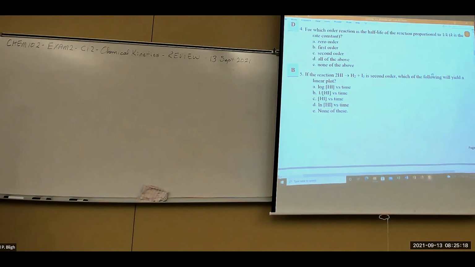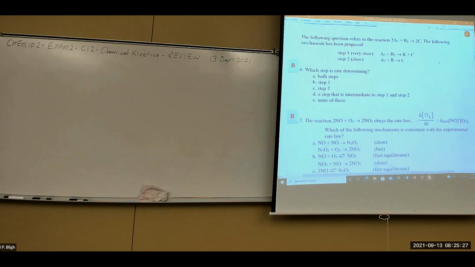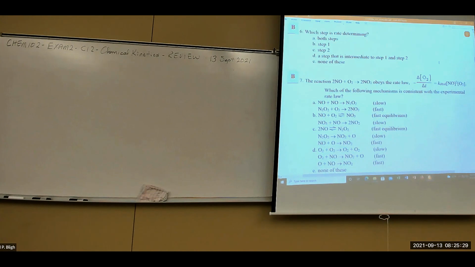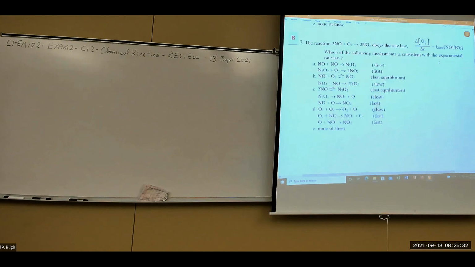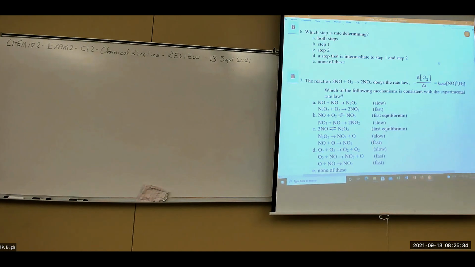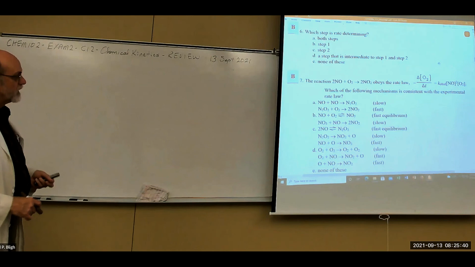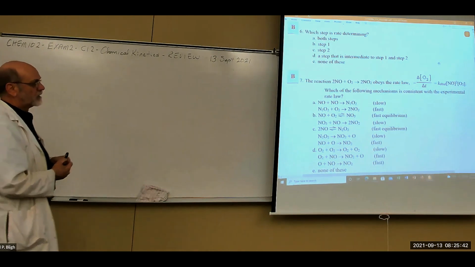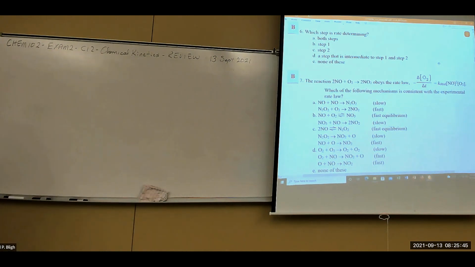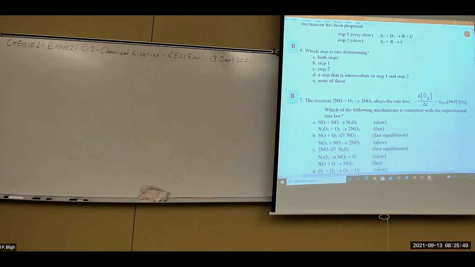All right, 5, 6. Okay. See if we can get both of these up here, because I think I'm going to do 7 also. 6. Which step is rate determining? Wait a minute. It must be based on some... Oh, okay. I skipped over vital information.